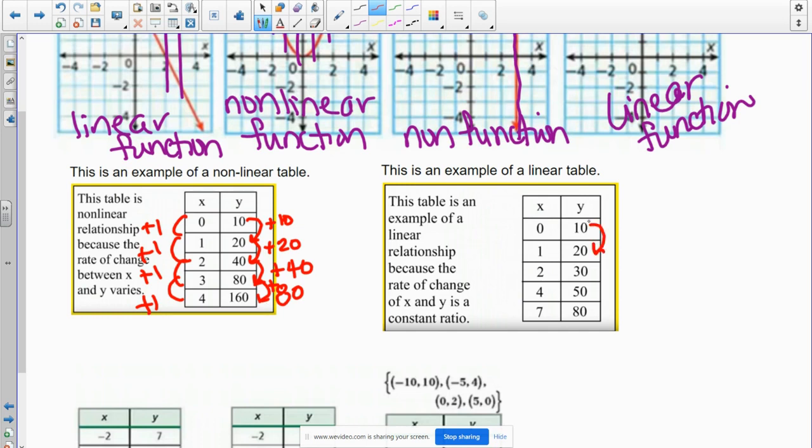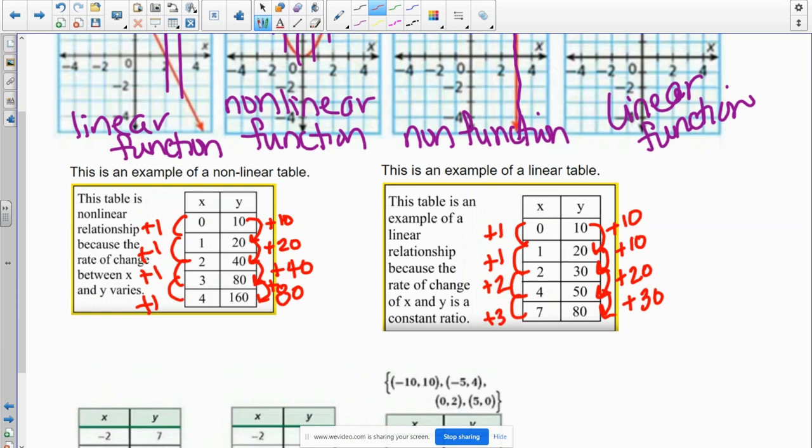So to go from 10 up to 20, your rate of change is 10. 20 to 30, your rate of change is 10. 30 to 50, your rate of change is 20. And then 50 to 80, your rate of change is 30. Now, if we look at the x's, you're going to add 1. 1 to 2 is add 1. 2 to 4 is add 2. And 4 to 7, you add 3.